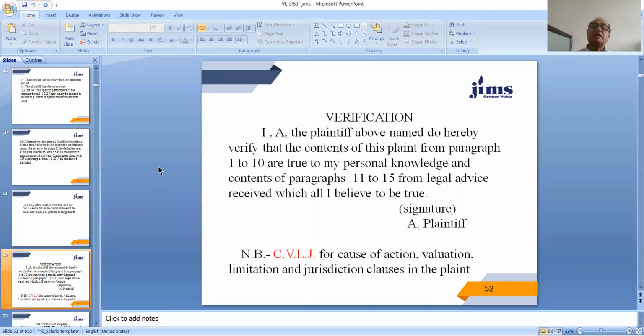So verification is to be done like this. I, the plaintiff above named, do hereby verify that the contents of this plaint from paragraph 1 to 10 are true to my personal knowledge, and contents of paragraph 11 to 15 from legal advice received, which all I believe to be true, and then the plaintiff will put his signature. These paragraphs 11 to 15 are CVLJ, C for cause of action, V for valuation, L for limitation, and J for jurisdiction clauses of the plaint.